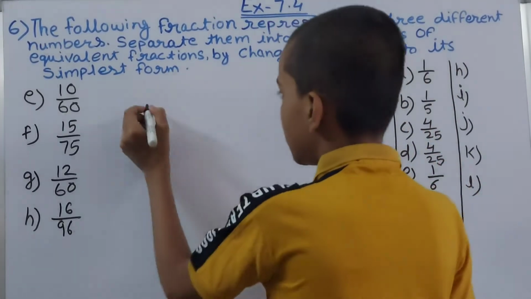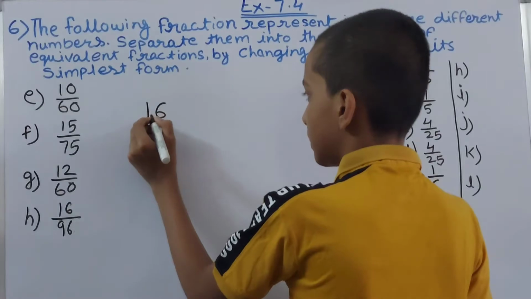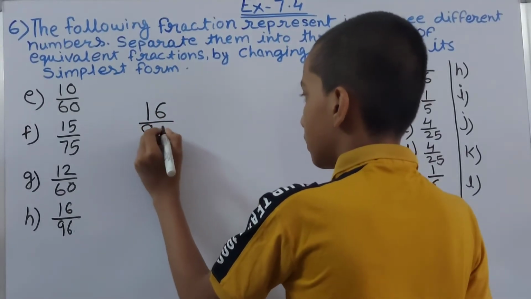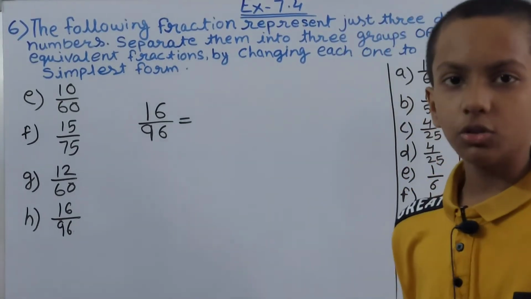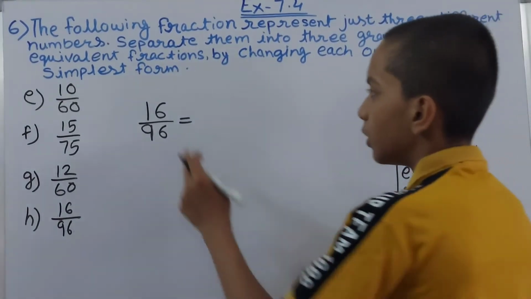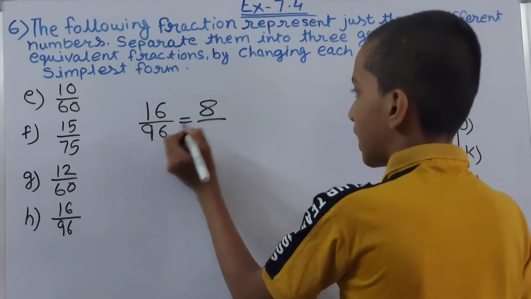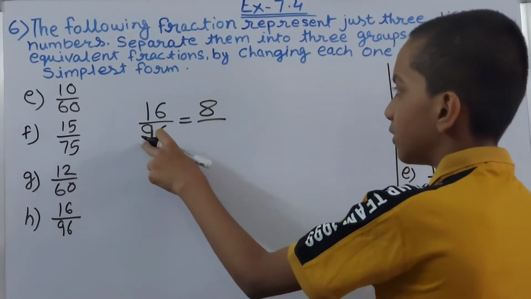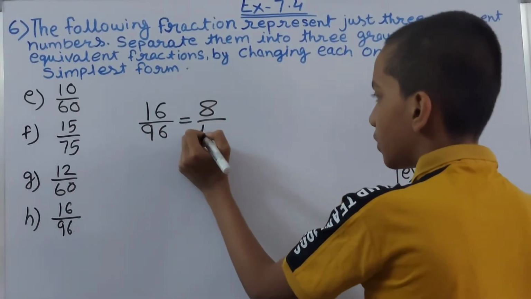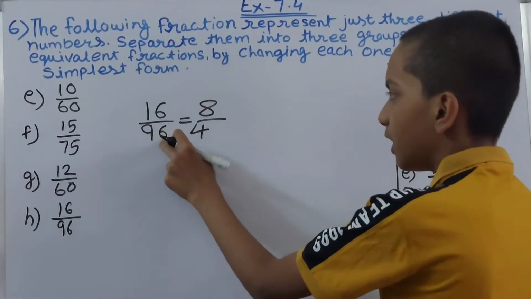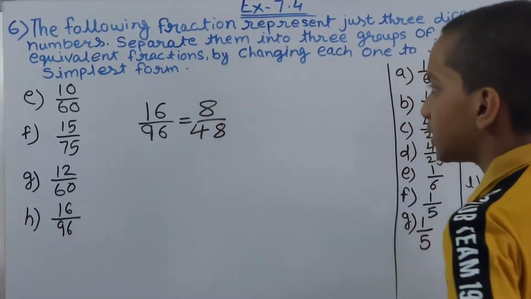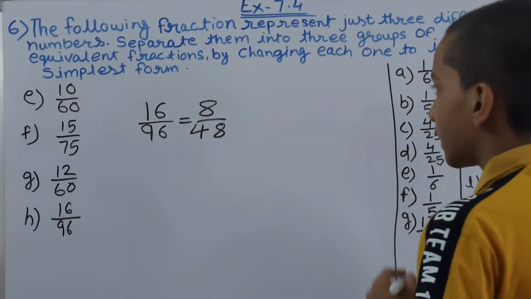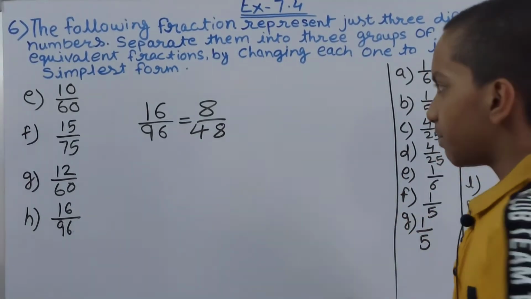So this is 16 upon 96. Now what is the common divisor of these two? Yes, we can take 2. So 16 goes 8 times, 96 goes 48 times. So 8 upon 48, again it's not in its simplest form.